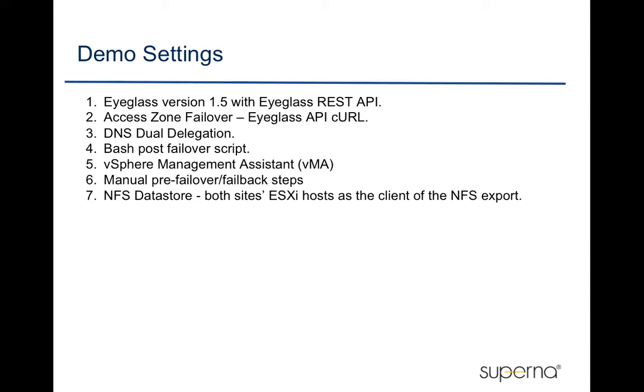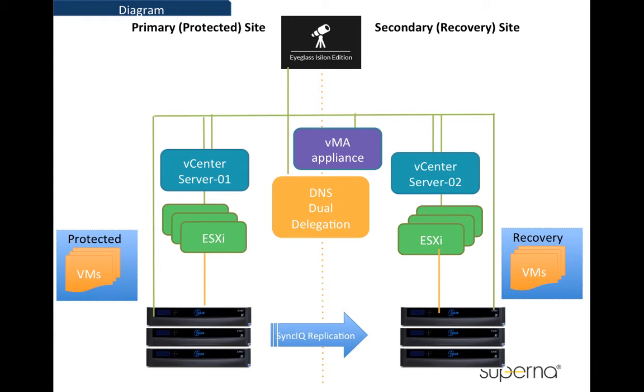Now we want to show you some diagrams for this demo. In the first diagram, we can see there are two sites here, the protected or primary site and the recovery or secondary site. You can see here there are two separate setups for each site, including vCenter server, ESXi host, and Isilon cluster for the NFS data store. Eyeglass will communicate to the VMware environment through the VMA appliance.